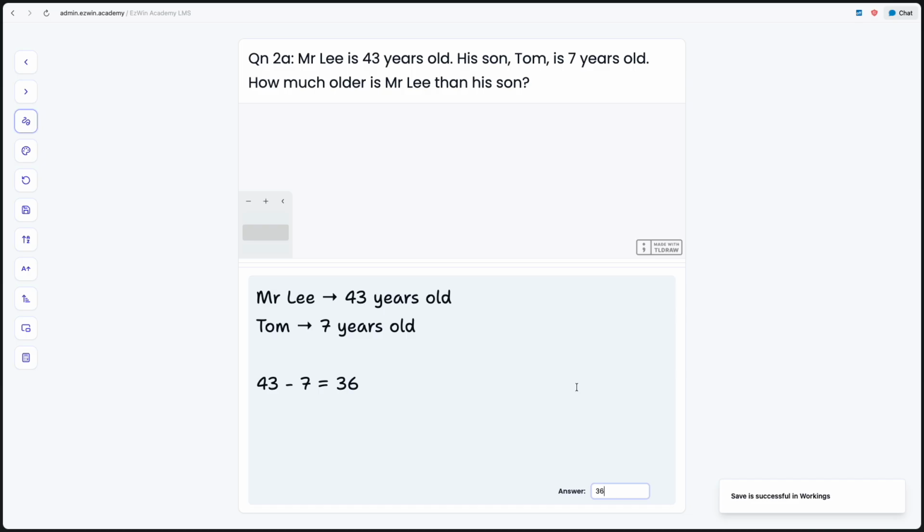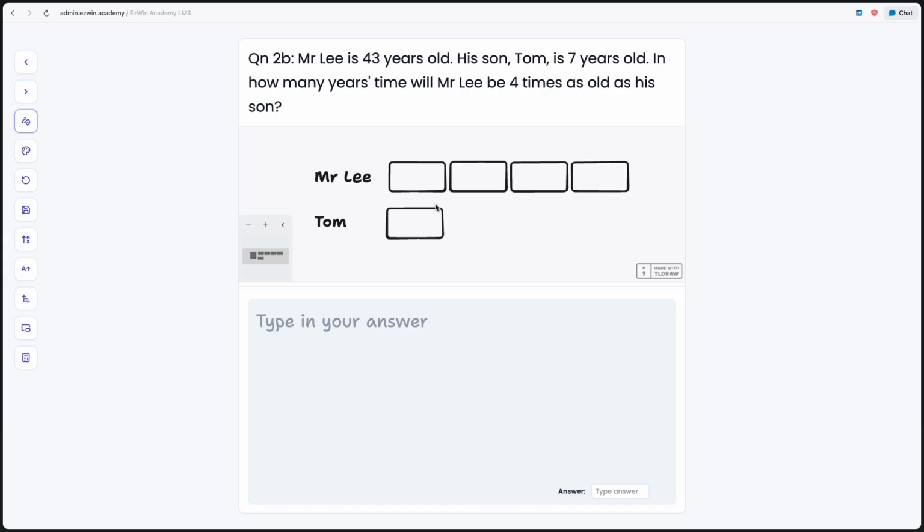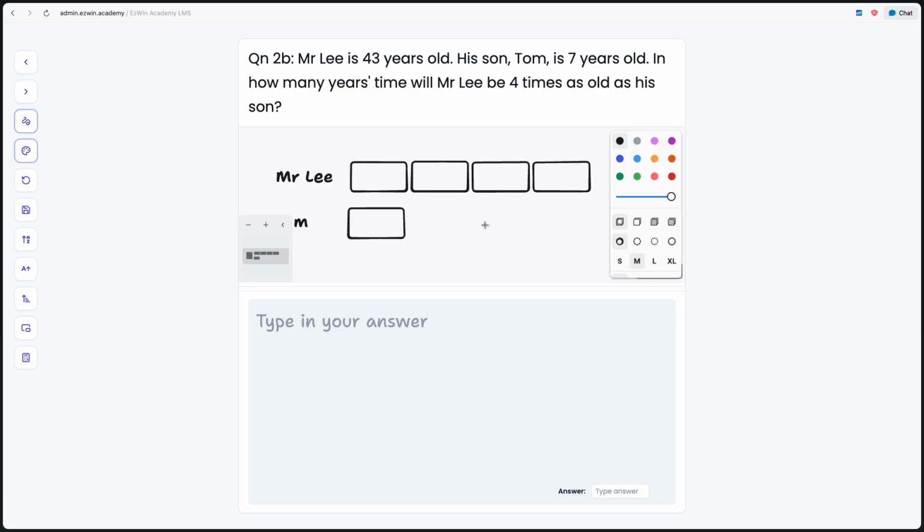All right, let's move on to the next question. Right, so Mr. Lee is 43 years old. His son is 7 years old, Tom. In how many years' time will Mr. Lee be 4 times as old as his son? Okay, so in this case, it will look something like this, right? Mr. Lee is 4 times as old as his son. Then we also know that the difference between Mr. Lee and Tom, if we were to just have the difference like this, is 3 units.